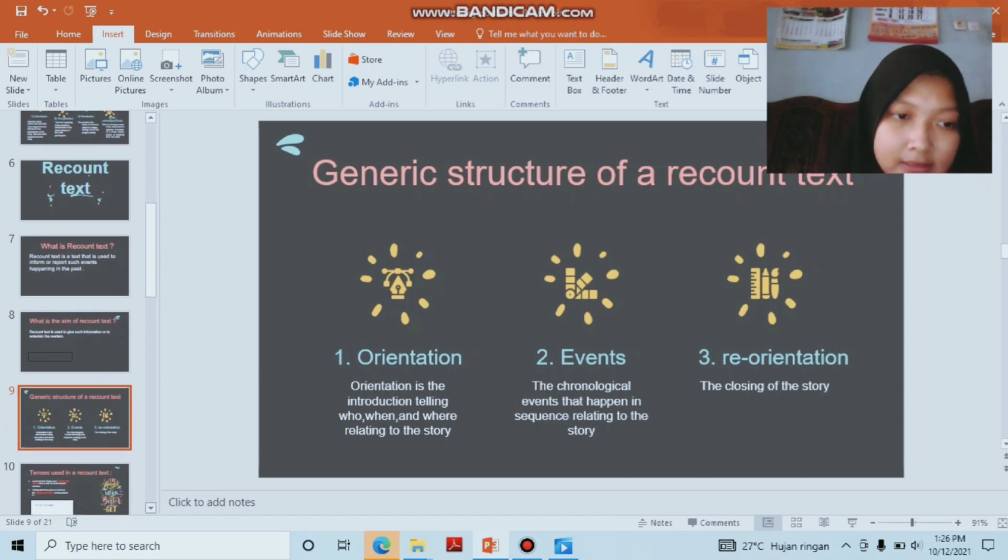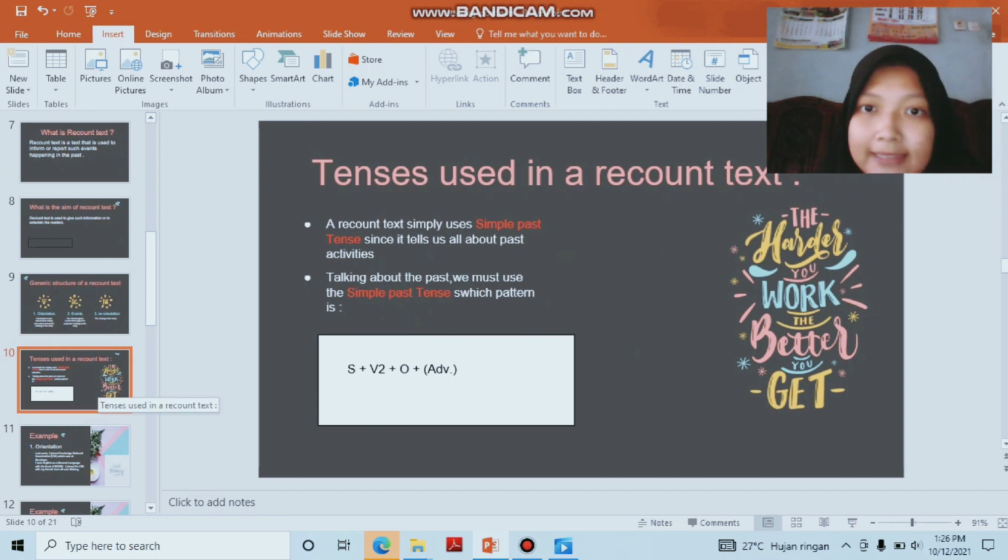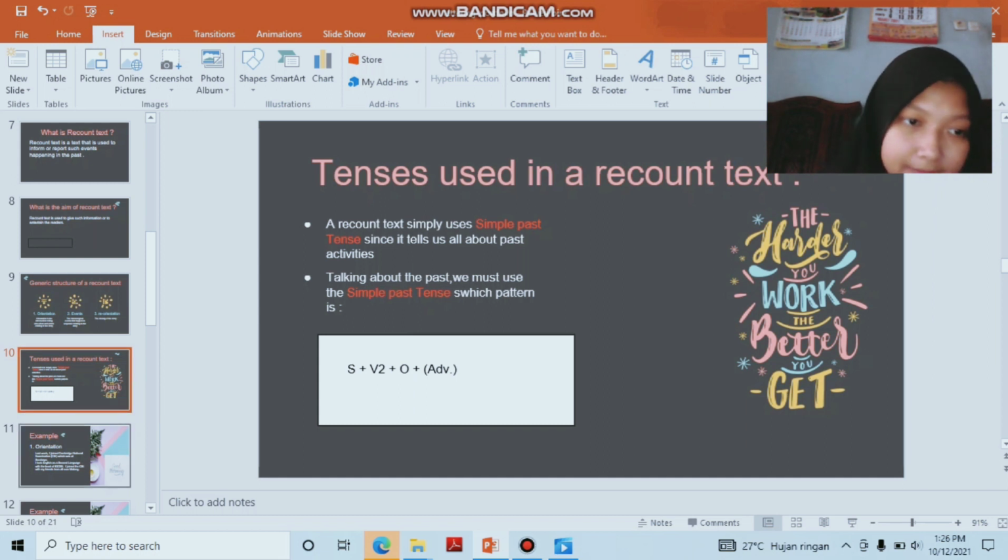And the next, tense used in recount text. A recount text simply uses simple past tense since it tells us all about past activity. Talking about the past, we must use the simple past tense, which pattern is subject plus verb 2 plus object plus adverb.